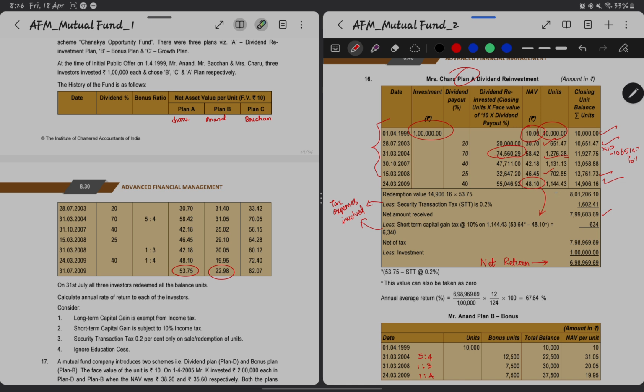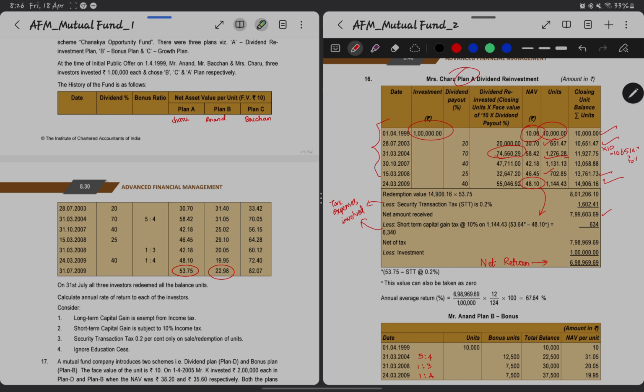So how will I get the gain? When we got this 1144 during 24/3/2009, at that time if you see the cost is 48.10, which will be the investment amount, right? So 1144.43 units got added on 24/3/2009, and we sold this immediately within a year. So short-term capital gains will be applicable. When I'm purchasing, the cost of acquisition is 48.10, while I'm selling at 53.75. Here they told 53.64.